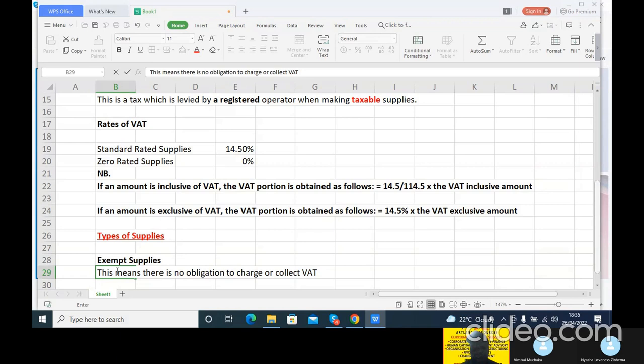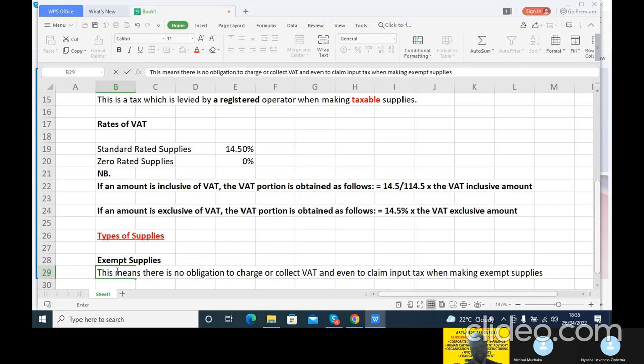And even to claim input tax when making exempt supplies. So that's what we mean by exempt supplies.